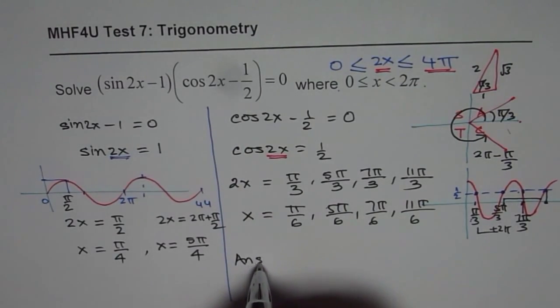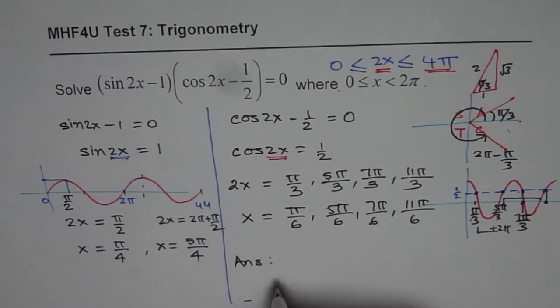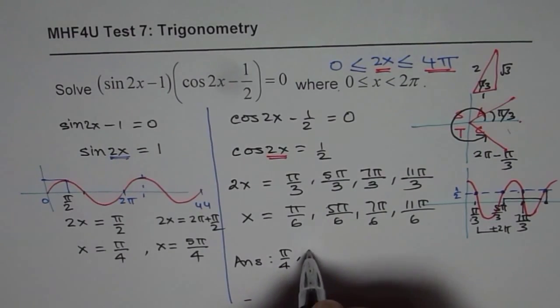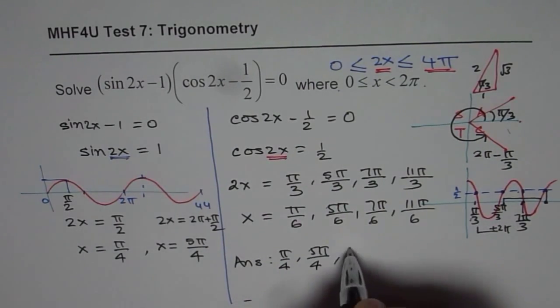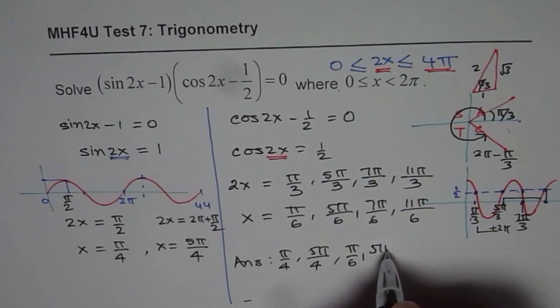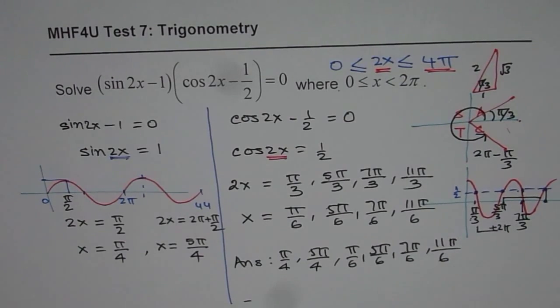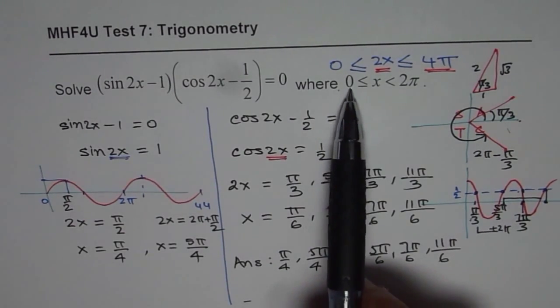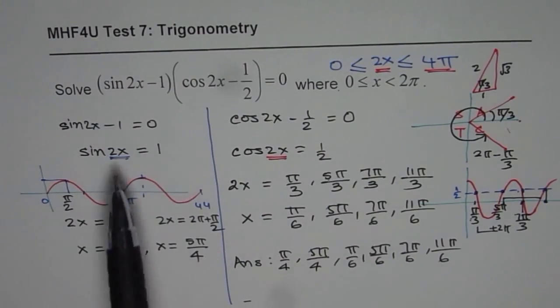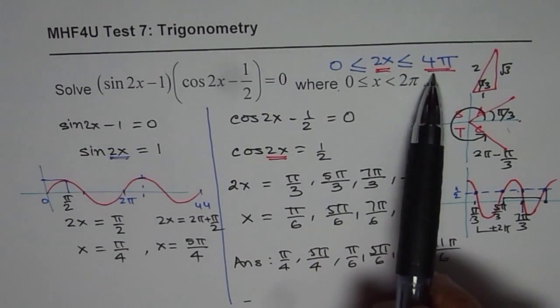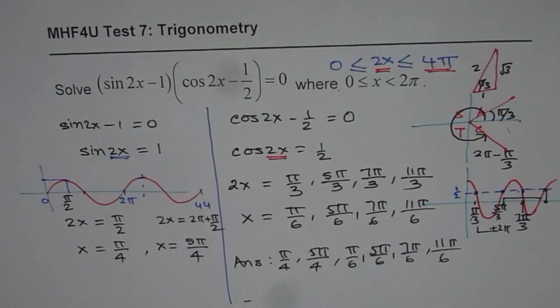So we can now write down our answer as a combination of both, which is pi by 4, 5 pi by 4, and these answers: pi by 6, 5 pi by 6, 7 pi by 6, and 11 pi by 6. I hope you understand and appreciate what we have done here. So remember, if the domain is 0 to 2 pi for x, then the domain for 2x will be 0 to 4 pi, and that's critical to understand, right? If you don't include that, then you miss half of the answers. That will cost you a lot of marks in the test.